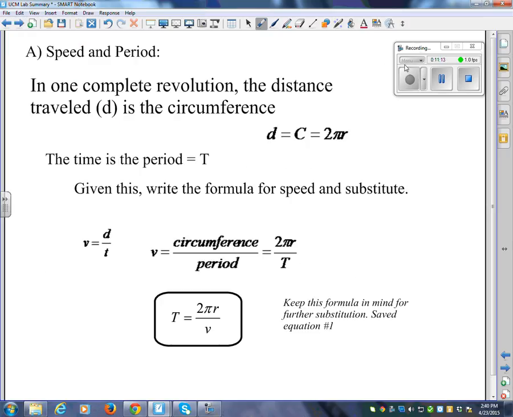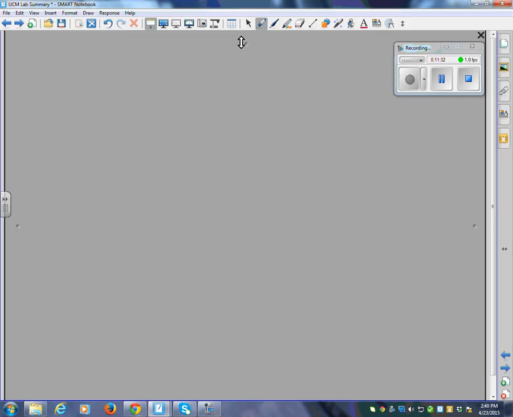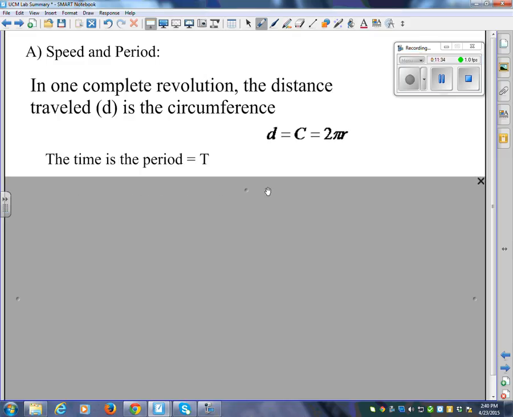Okay, let's talk about what we know about circles. In one complete revolution, the distance traveled d is the circumference. True or false? True, right? It goes all the way around. That's called the circumference. The circumference of a circle is equal to 2 pi r. You were probably taught that in grade 8 maybe.